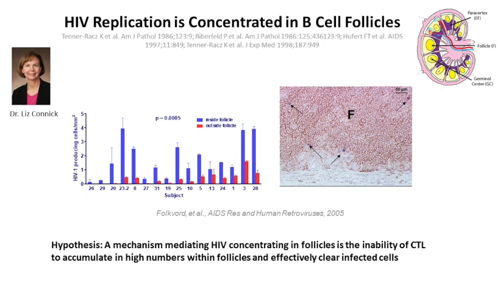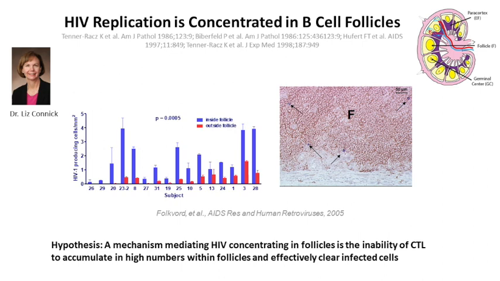And we know from work from Liz Connick from over a decade ago that within lymphoid tissues, virus replication becomes concentrated within the B cell follicle. Liz formulated the hypothesis that perhaps a mechanism mediating virus replication concentrating within the B cell follicle is the inability of virus-specific CD8 T cells to get into follicles and clear those replicating cells.